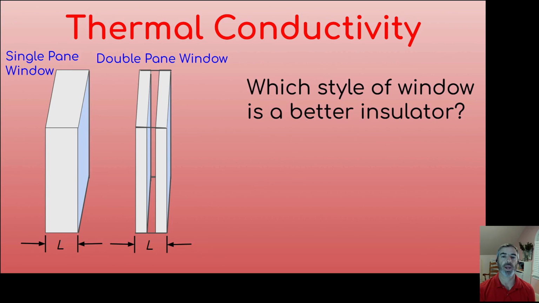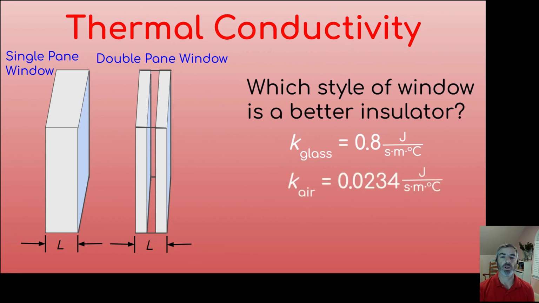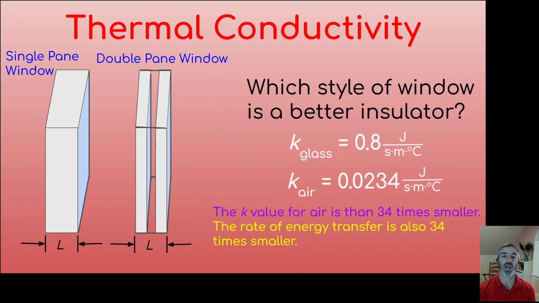So glass is 0.8, so that means for the single pane, it's 0.8 all the way through. For the double pane, we just have those two little sections that are 0.8, so about a third or two-thirds the thickness of the single pane. But the thermal conductivity of air is 0.0234 joule per second meter degree Celsius, and that value is 34 times smaller, which means the rate of energy transfer is also 34 times smaller.